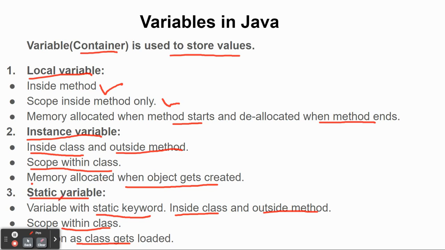Now about the static variable, which is exactly similar to the instance variable from the creation point of view, but only the static keyword is before that variable. We are going to discuss the static variable deeply in an upcoming lecture. But as of now, just remember the variable which has the static keyword is called a static variable. It is inside the class and outside the method, its scope is also inside the class, and it gets the memory when the class gets loaded inside the main memory.